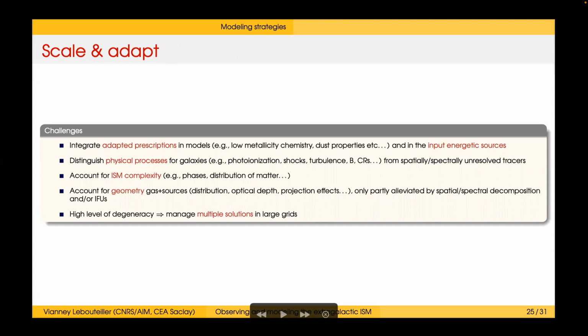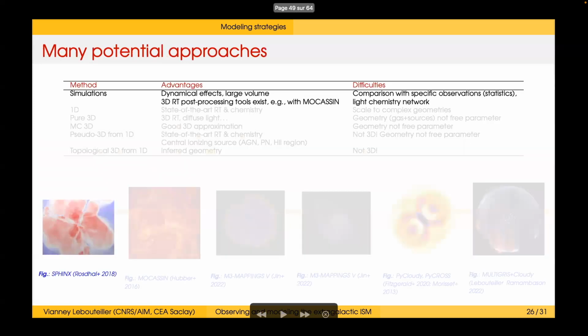And we need to account for the ISM complexity, which means the distribution of matter and phases, account for the geometry of the gas and sources, and something that I won't have time to mention much, but the high level of degeneracy, because we have large grids, a lot of degeneracies due to the fact that we mix a lot of things in a beam. And so you have various ways of doing it. You can do simulations which have various advantages.